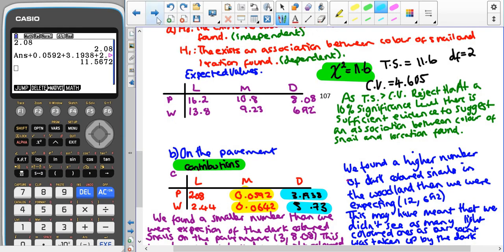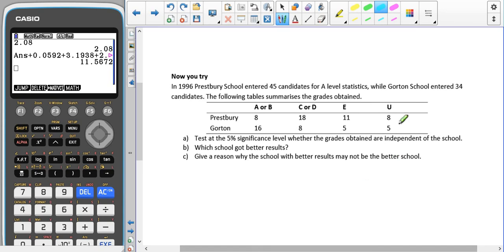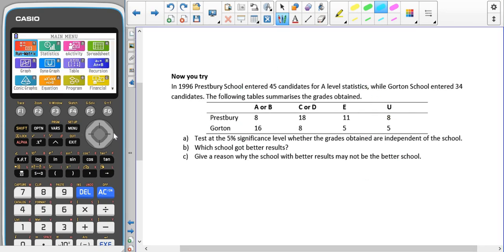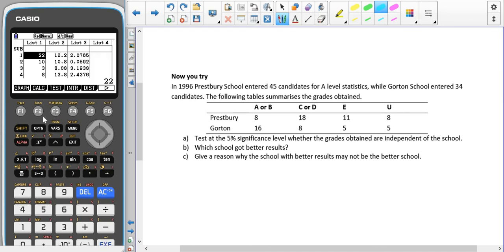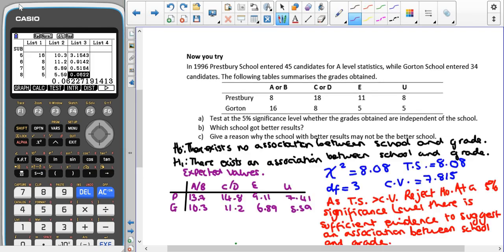So I'd like you to pause the video now and give the Now You Try a go. Remember to be careful when you're putting this originally into your calculator. We're going into test, chi, two-way, because we want to put the two-way table in. So pause the video now and give this question a go.